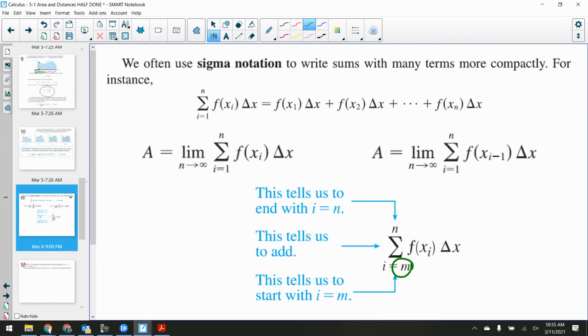Again, this is kind of a good little snapshot of everything you need to know about summation notation. So if you need to write that in, go ahead and do so.